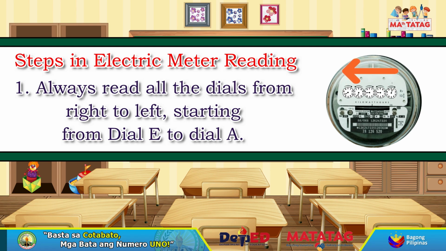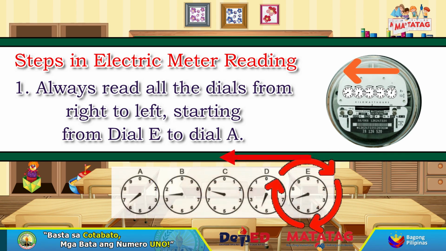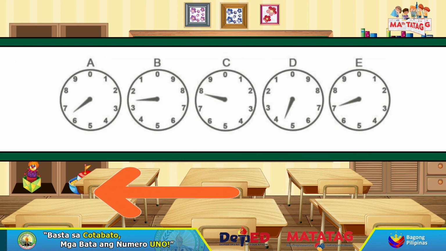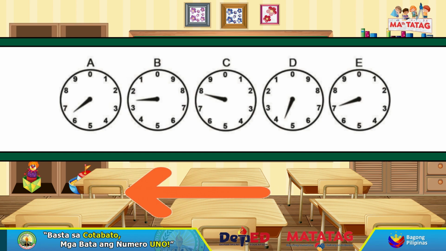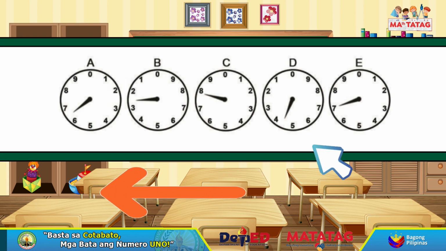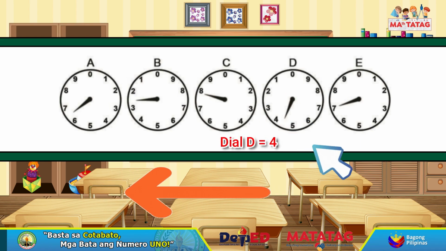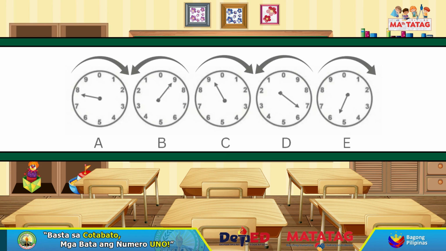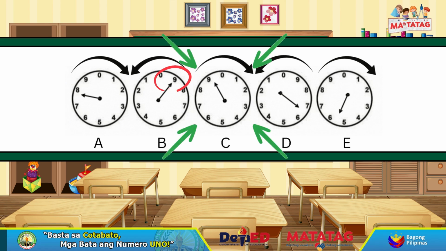1. Always read all the dials from right to left, starting from dial E to dial A. 2. Read the number on the pointer on the dial. When the pointer is between two numbers, the lower number is recorded. 3. If the pointer appears to be exactly on a number, check the dial to the right to find out the correct reading.